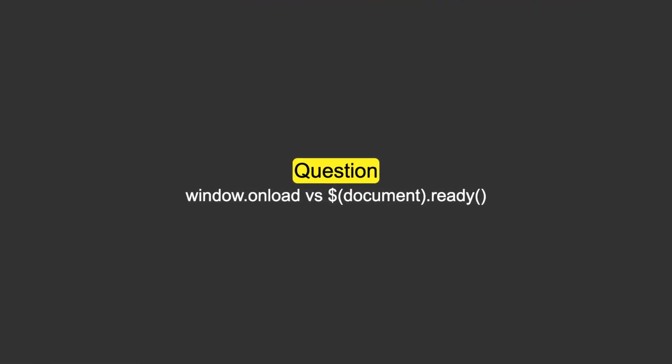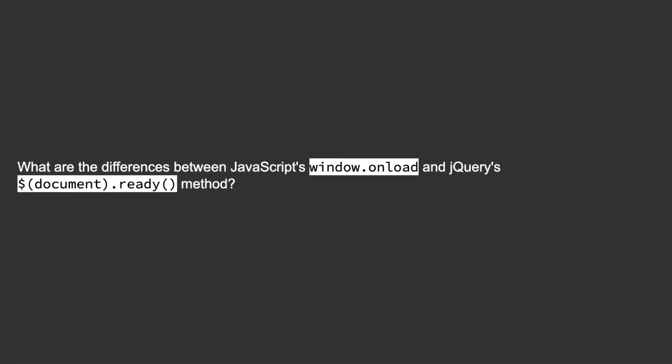Window onload versus $.document.ready. What are the differences between JavaScript's window onload and jQuery's $.document.ready method?